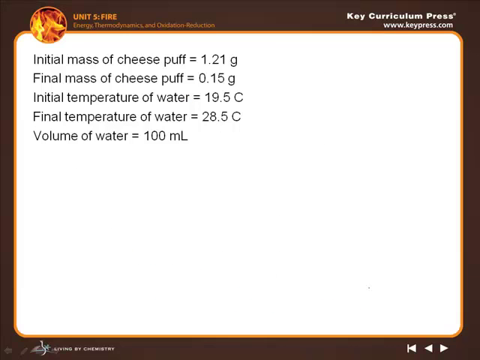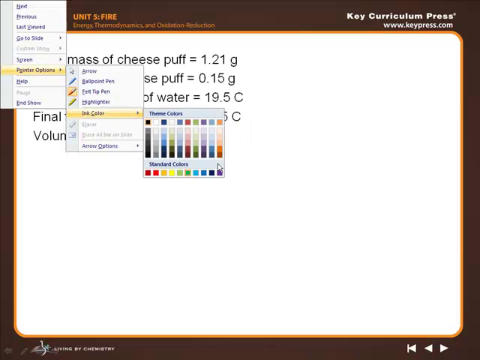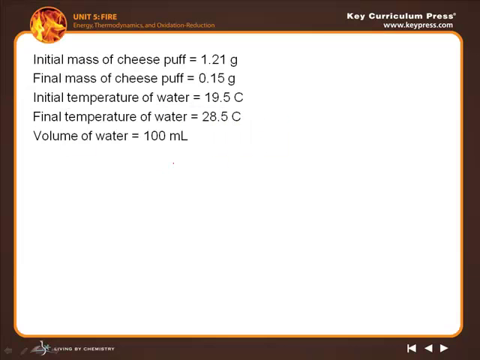Now, let's say you have this data. Let's process this data to find out what this group would get. This is an example. We start with 1.21 grams of cheese puff. We end with 0.15 grams of cheese puff. What's one thing we can calculate? How much of the cheese puff burned? So we take 1.21 grams minus 0.15 grams. This is the mass initial minus the mass final. That gives us the mass that burned.